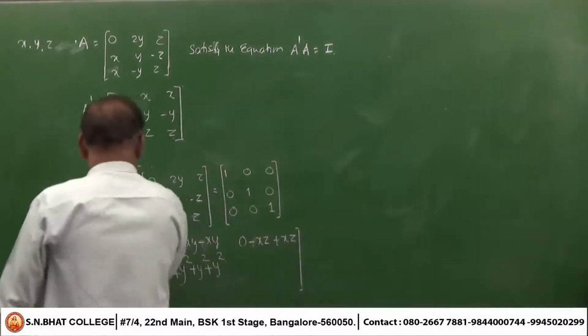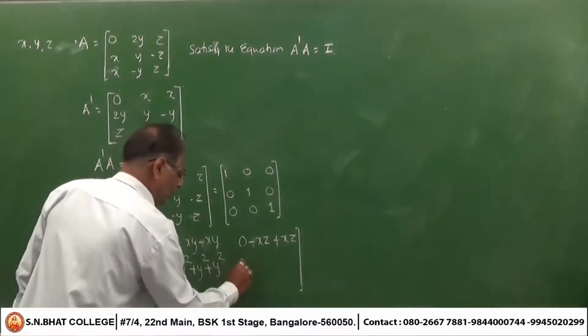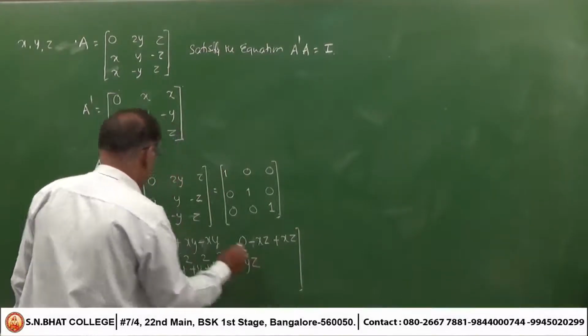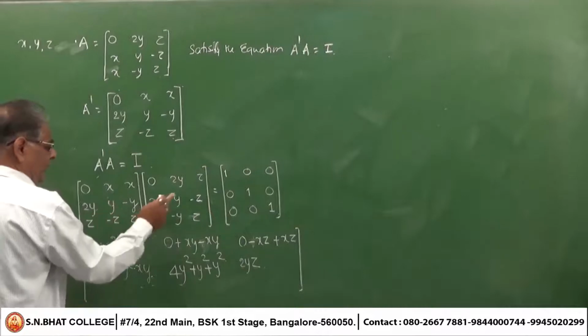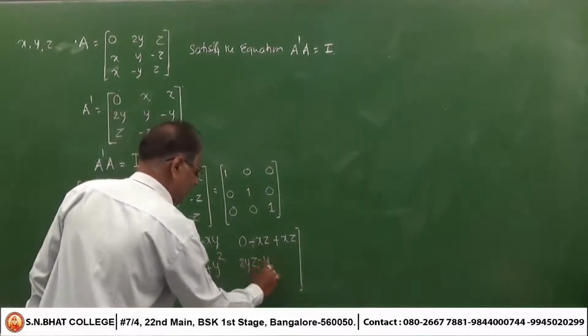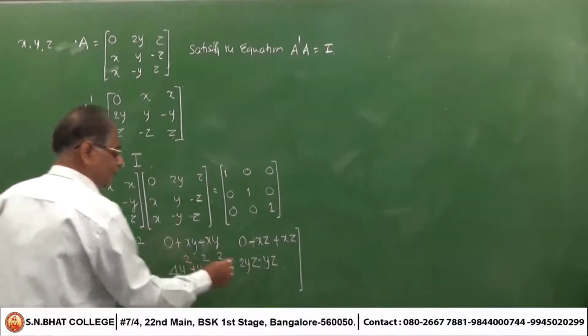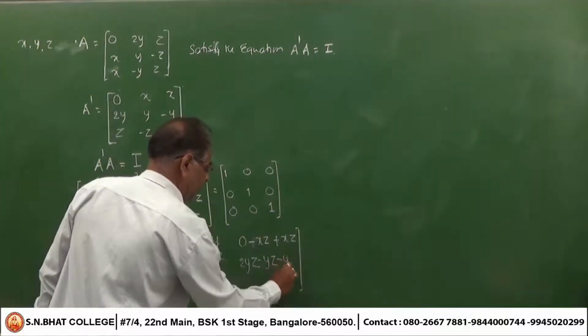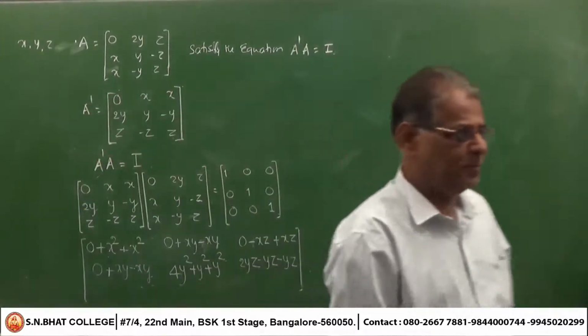Next, second row, third column. 2y into z is 2yz, plus y into minus z is minus yz, next, minus y into z is minus yz. Carefully you have to multiply.